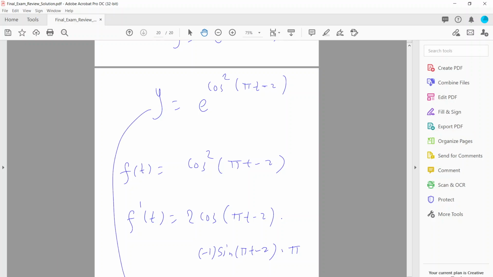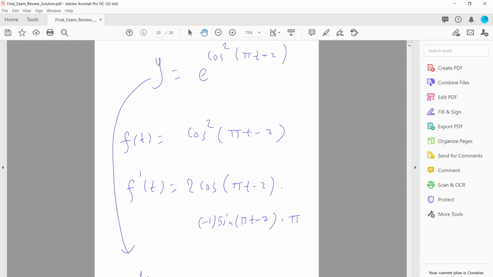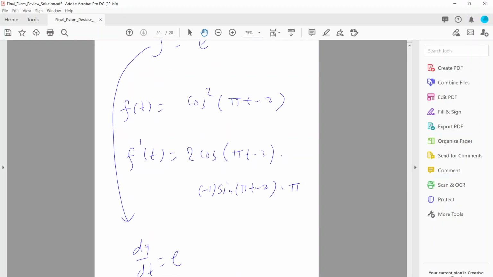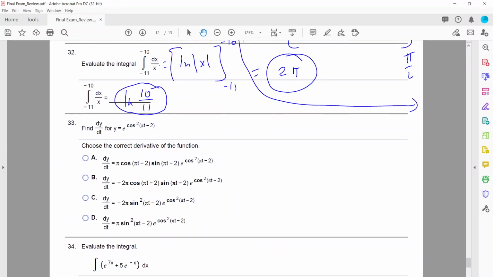So when you try to find out the derivative of y, dy over dt, it's the same function times this value. So same function, which is e to the power cosine square pi t minus 2, times this value, which is negative, I'm going to put that negative here, 2 pi cosine pi t minus 2 times sine pi t minus 2. And if you try to find out this one here, negative 2 pi cosine, sine, and e to the power same function, it looks right, this one, b.